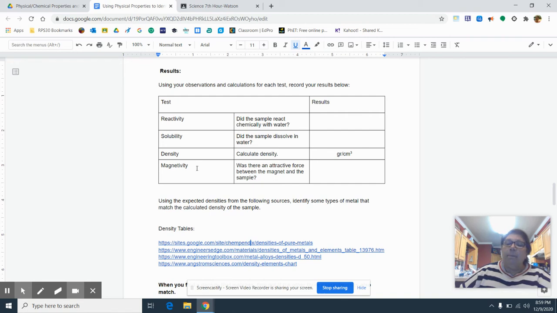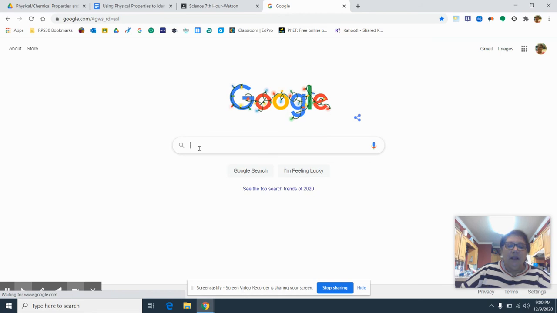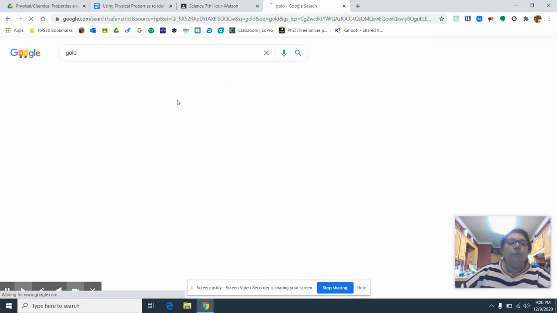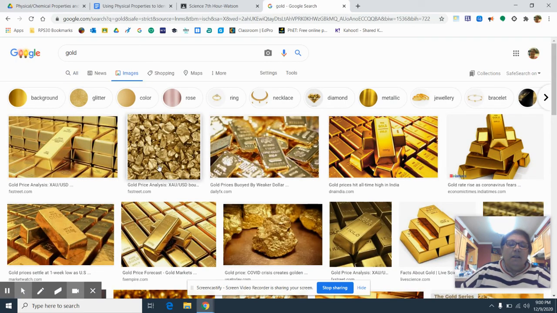And is gold magnetic? Now, guys, I'm just using gold as an example. I'm going to tell you right now, it's not the correct answer. And then another thing you can look up, let's say you think it's gold. Then you can go to Google and type in gold and images and see, does it look like this? So we're observing just by looking as well.